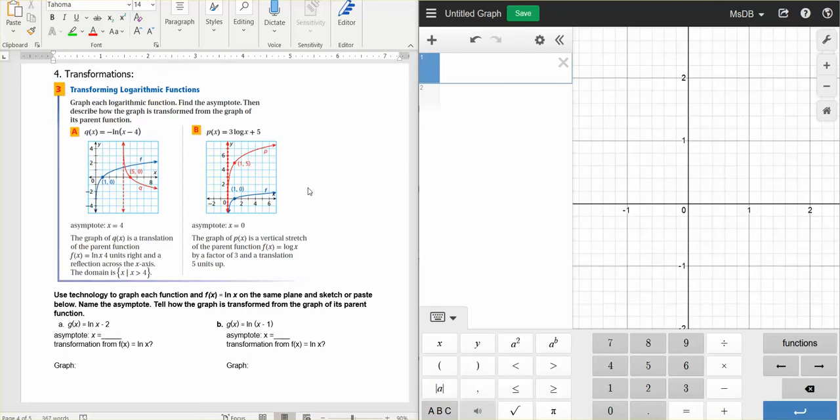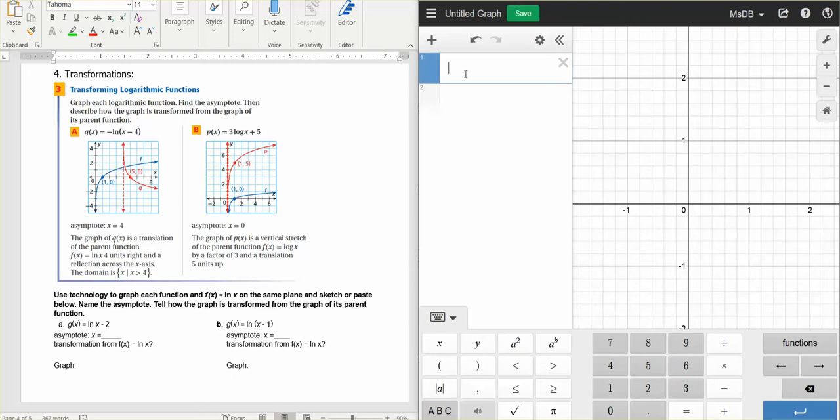In this video, I'm going to look at number 4 from your worksheet on logarithmic functions, on transforming log functions. So look at this example. It says graph each log function, log is short for logarithmic, then find the asymptote, then describe how the graph is transformed from the graph of the parent function.